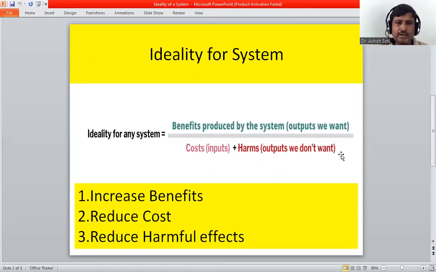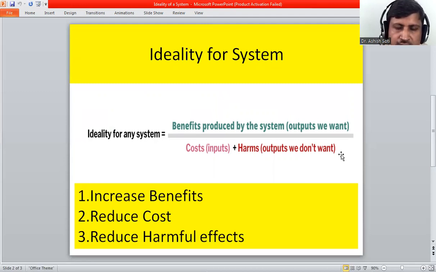So, to improve the ideality of the system, what are we supposed to do? We can improve the ideality by enhancing the benefit coming out of my system. The ideality will increase, keeping the denominator constant, or I can reduce the cost of input. I can reduce the harmful effect which is being produced by my product or the service. So to improve the ideality, we have to play with these parameters. We can increase the numerator or the denominator, but in a way so that the ratio is going to be better.